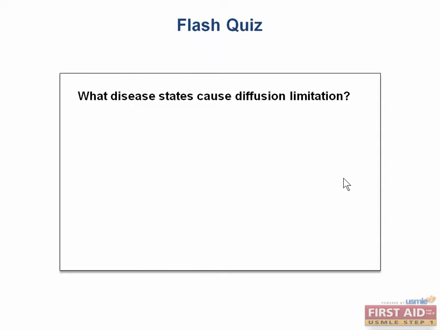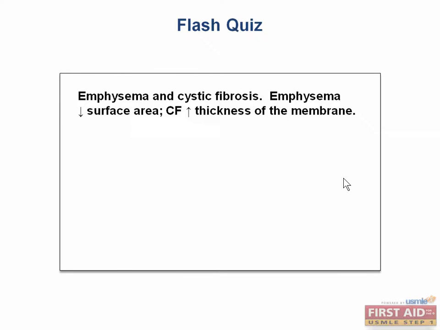Flash quiz. What disease states cause diffusion limitation? Emphysema and cystic fibrosis. Emphysema decreases surface area, and cystic fibrosis increases the thickness of the membrane.